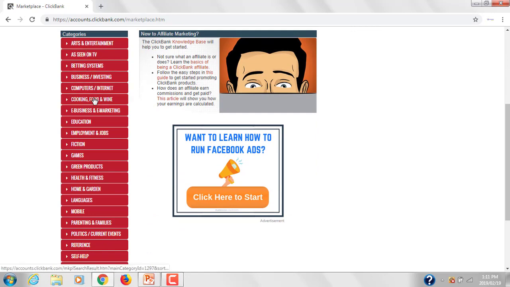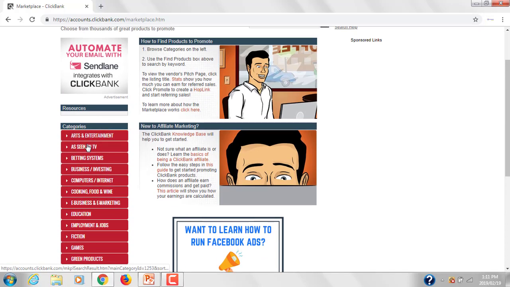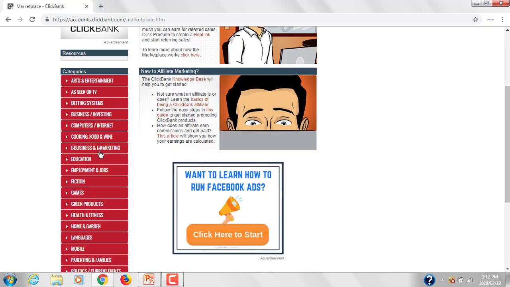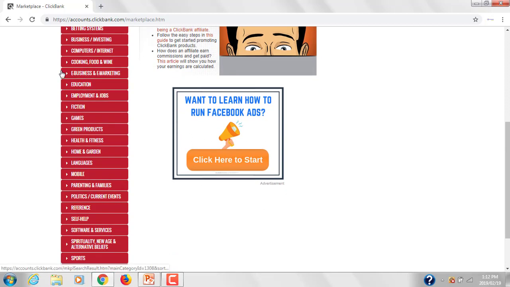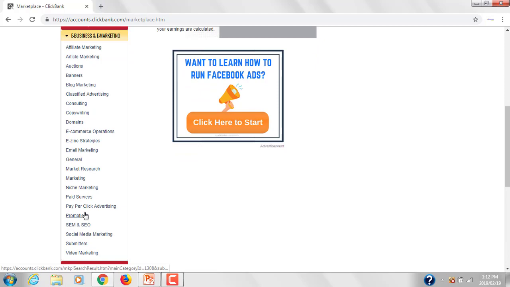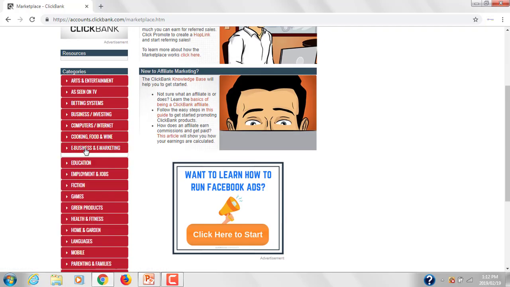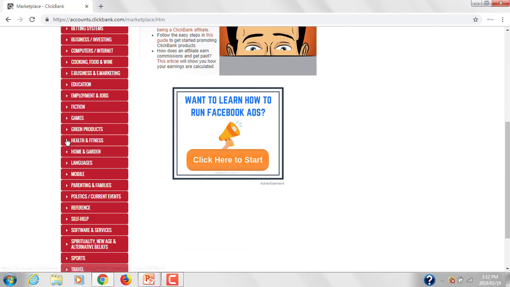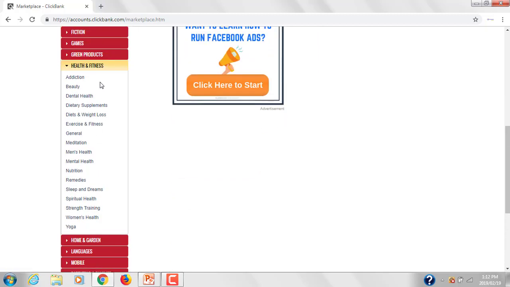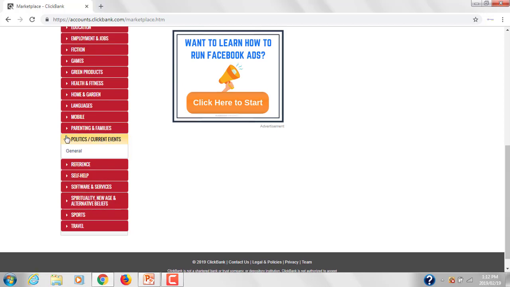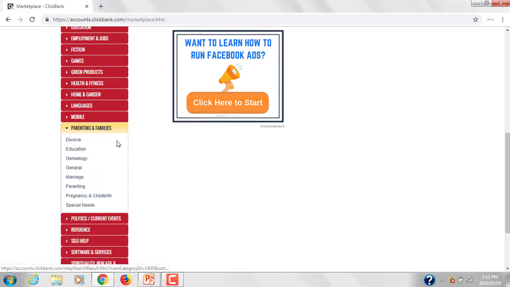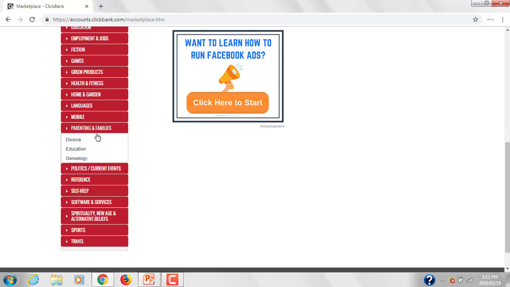And here you could see that there are different categories out there, and you could work on any category and make money online. However, I suggest you work on e-business and e-marketing. There are also different subcategories as well. And the second one is health and fitness, which is a $1 billion niche, and you could work on any subcategory. And the third one is parenting and families. You could work on any sub niche in parenting and families.